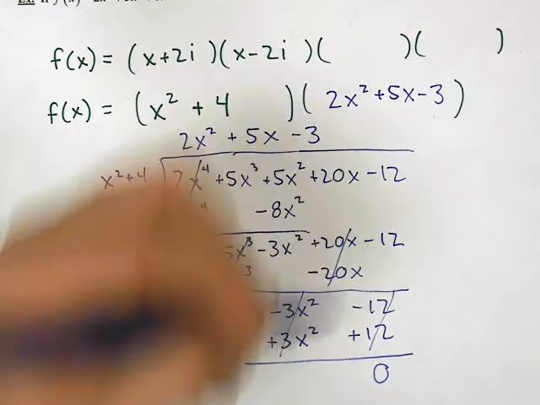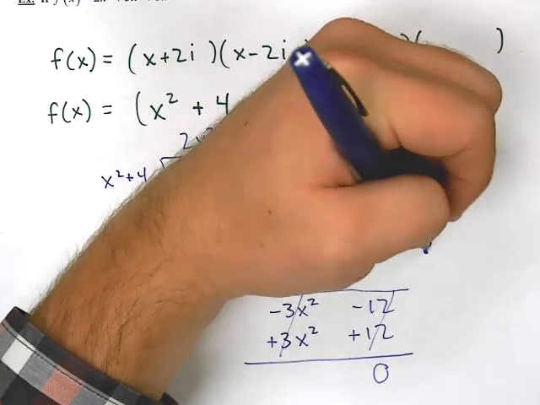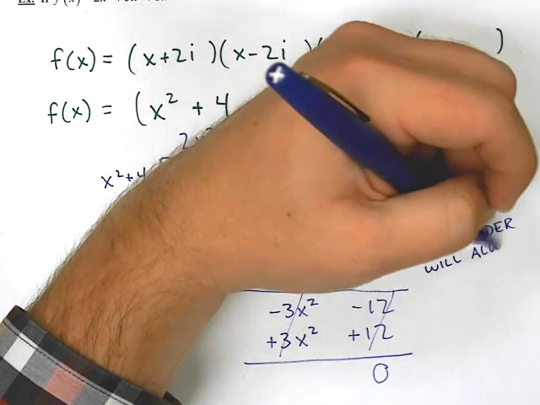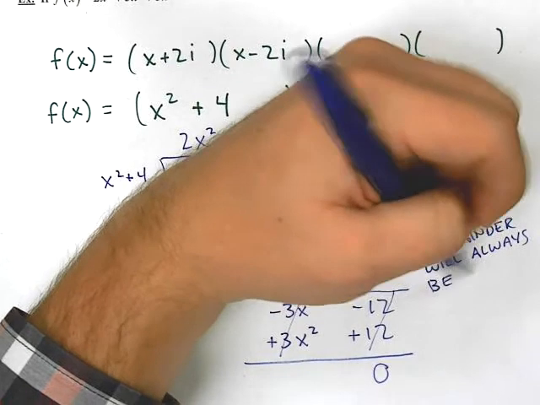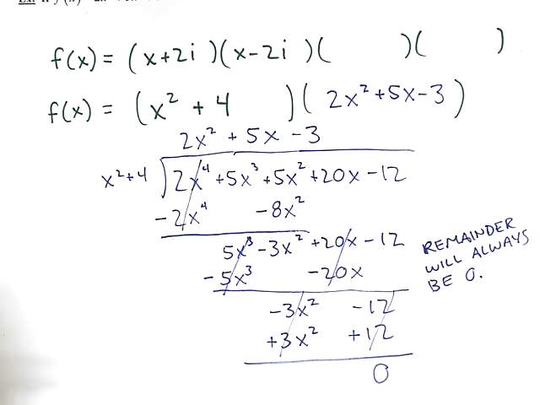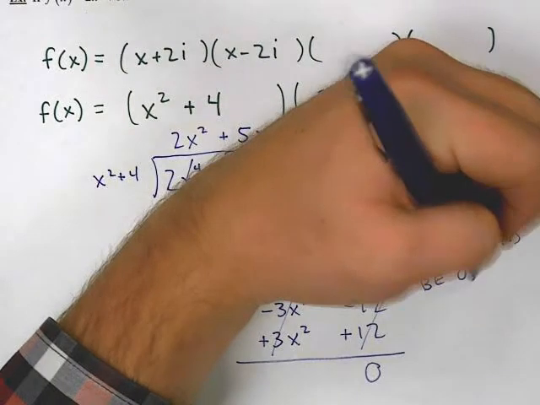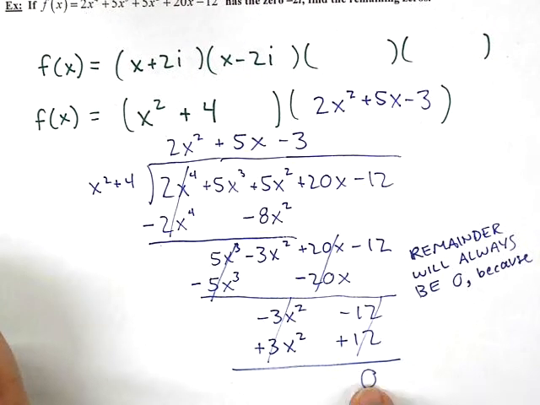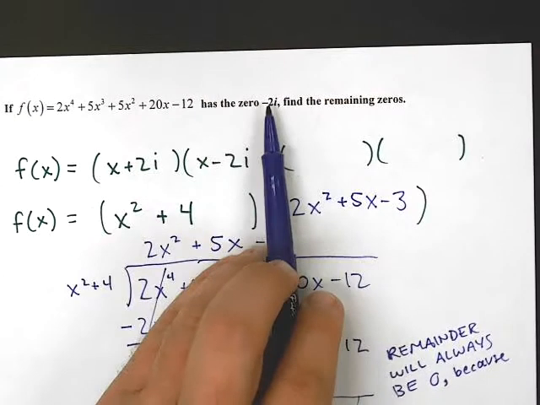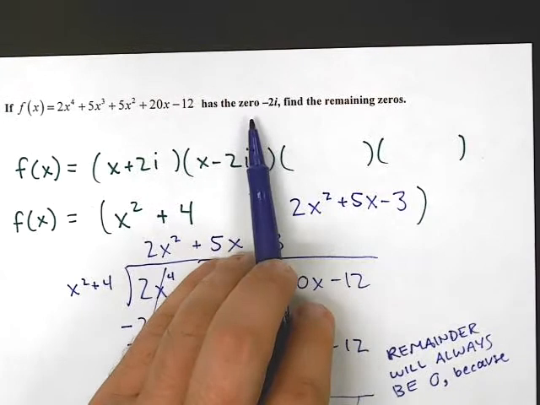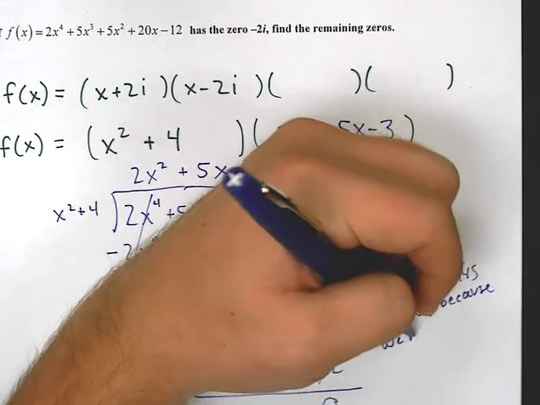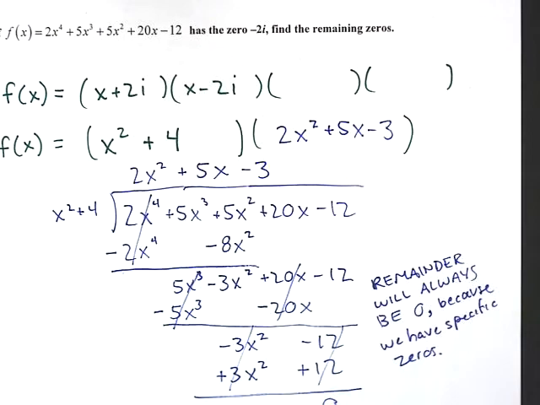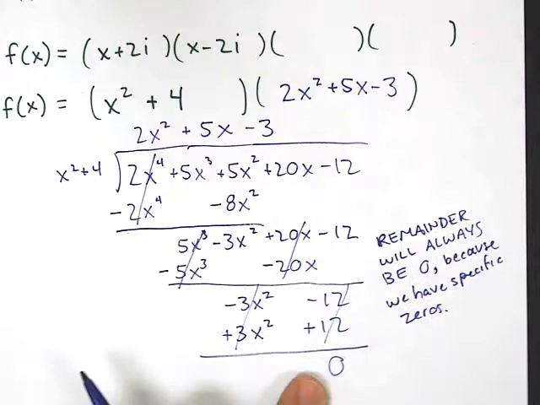Things to keep in mind. Remainder will always be 0. And the reason we know that is because we're not guessing at zeros, right? We're not guessing to see if the remainder is 0. I already told you that we had zeros. So these are for sure zeros. You have to trust me on this because we have specific zeros already. So if you don't get a 0 here, you did something wrong.